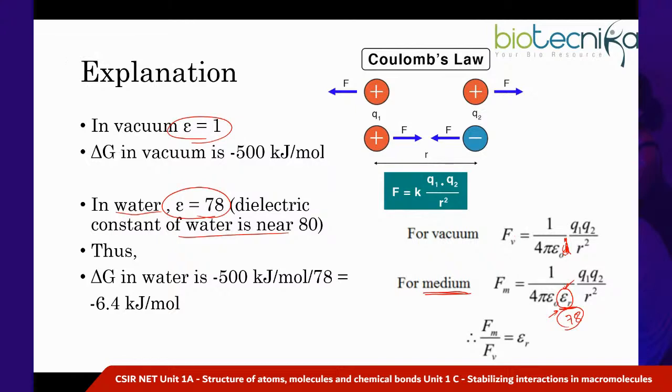Rest all remains the same. If you have the interaction energy in vacuum and the interaction energy in media, that is in water, the only difference is your dielectric constant. So everything gets cut off. If you take the force in the media divided by the force in vacuum, all you're left with is the dielectric constant value. So you just bring the other term over here and divide. Minus 500 divided by 78. The answer will be minus 0.64 kilojoule.